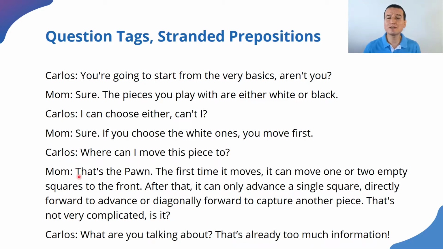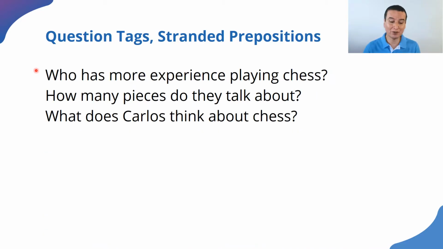Okay. But I have some simple questions for you, just to make sure that you understood the conversation. Who has more experience playing chess? Who does? The mom, of course. How many pieces do they talk about? How many? Just 1, the pawn. What does Carlos think about chess? It doesn't say specifically what he thinks, but from his last answer, he says that it's a lot of information, so he may think that it is a bit too complicated.